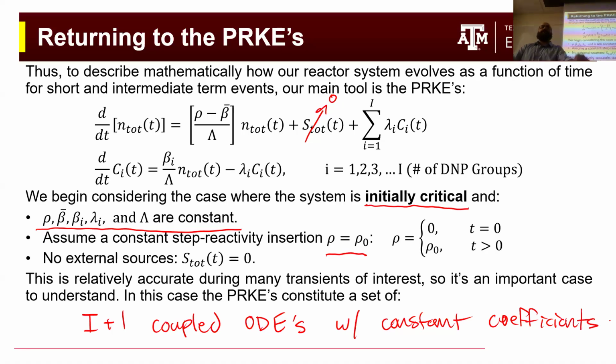They're coupled because they contain that number density and the precursor densities. There's I plus one of them because we have capital I precursor density equations and one neutron density equation. They're ordinary differential equations because they only contain one variable, t, and they have constant coefficients because we're assuming that all of those coefficients, like the betas and the lambdas, are all constants.